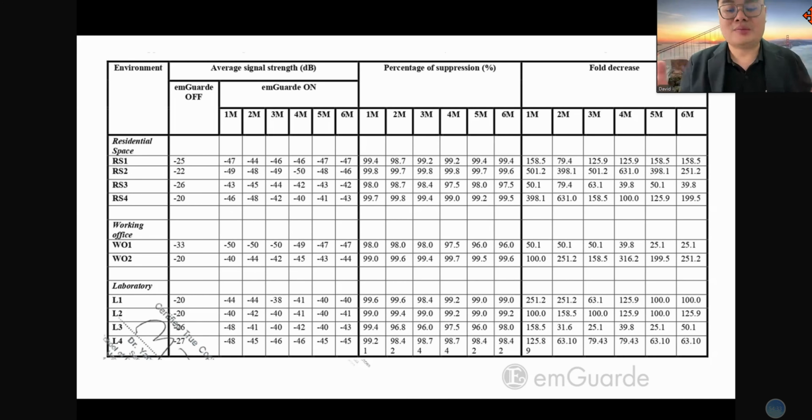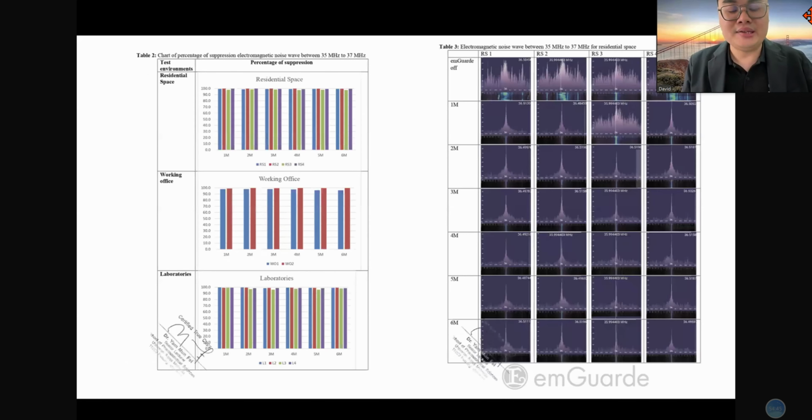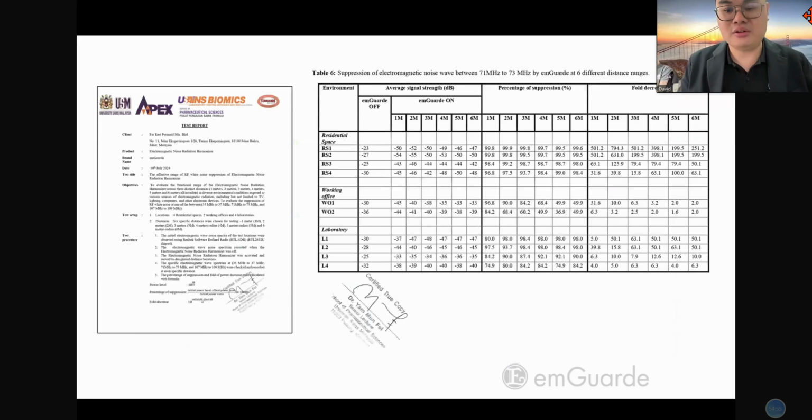Okay, so the suppression is averagely about 99 to about 98% from 1 meter all the way to 6 meters. So this is the power of the emGuarde through the laboratory testing. And these are all the different data they collected from the sheet, and they are using the same SDR software to gauge and also to get the data from the test. You can take a look at all this data after I end the training today. It's all for you, the report.